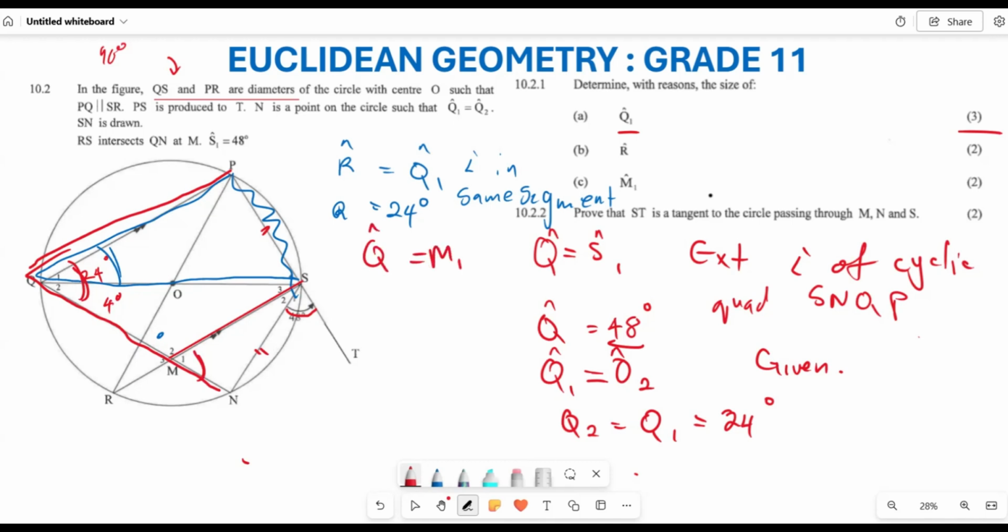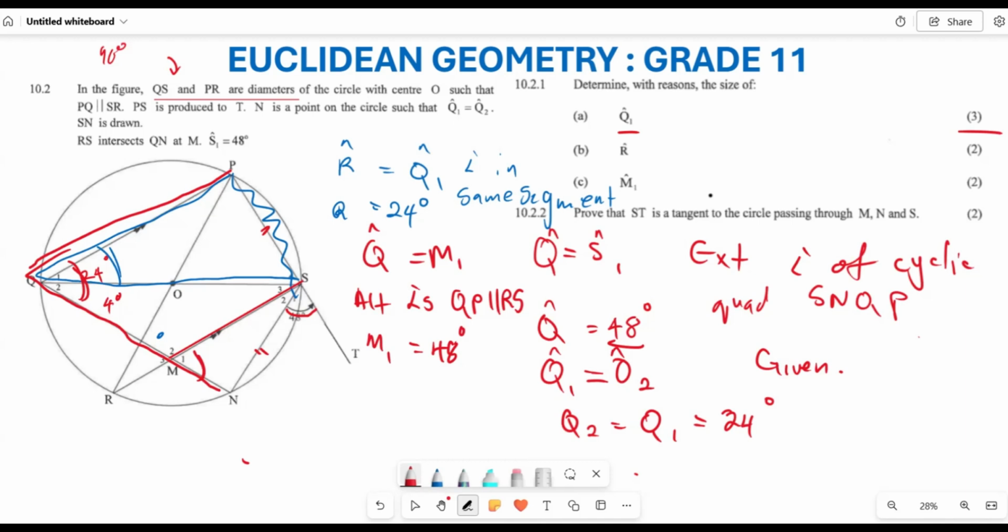And what will be the reason there? This is going to be alternating angles. Why are they alternating? Because your QP is parallel to RS. So which means now from here, my angle M1 is also going to be the same as 48 degrees. So my angle M1 is the same as 48 degrees. Are you all fine? So basically now that's going to be that one.